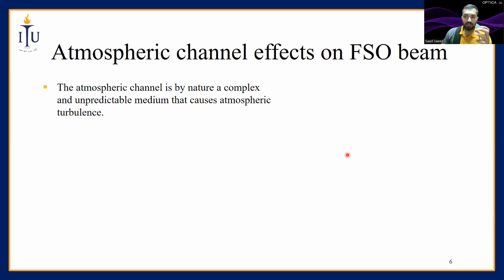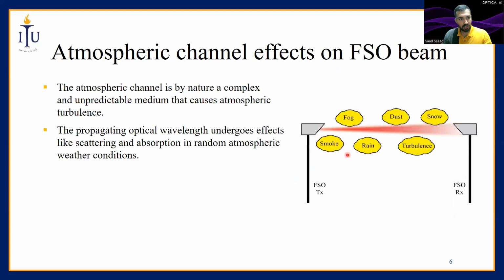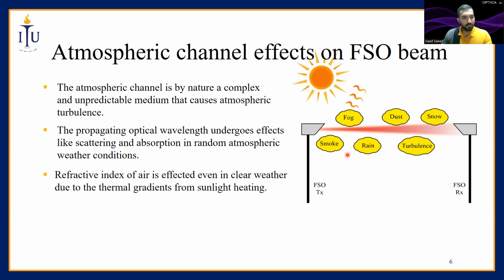Now we are going to discuss the atmospheric channel effects on the beam. The atmospheric channel is by nature a complex and an unpredictable medium that causes the atmospheric turbulence. The propagating optical beam undergoes effects like scattering and absorption in random atmospheric conditions such as fog, rain, dust, smoke, etc. The refractive index of air is affected even in clear weather due to the thermal gradients from the sunlight heating.